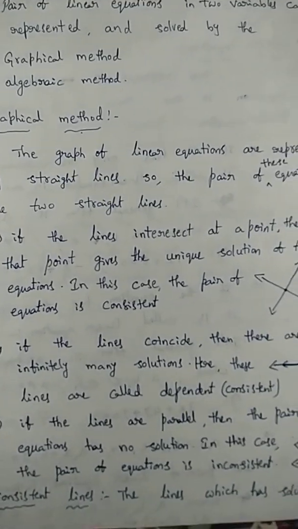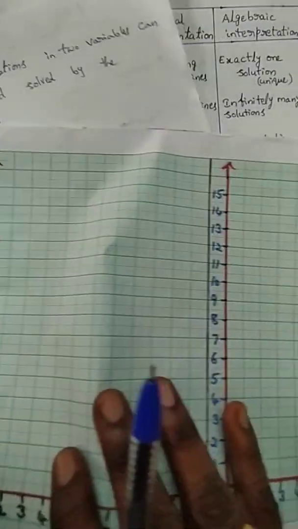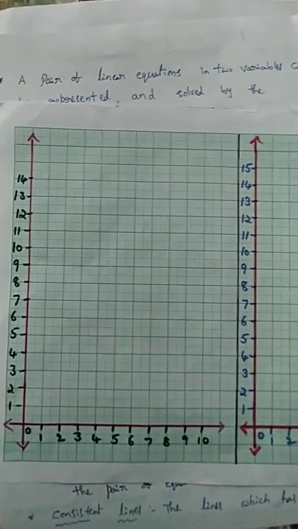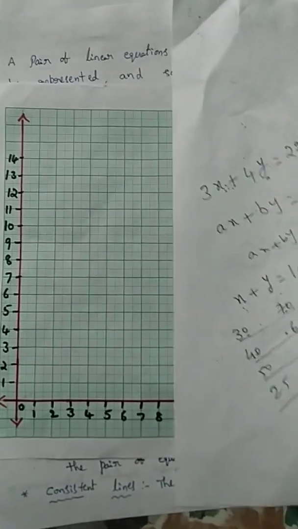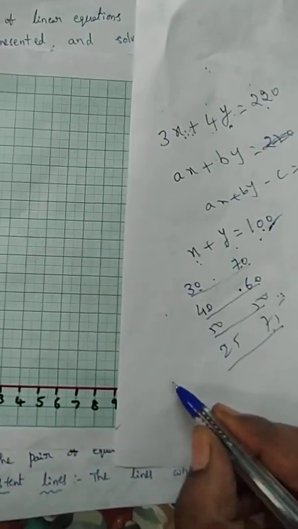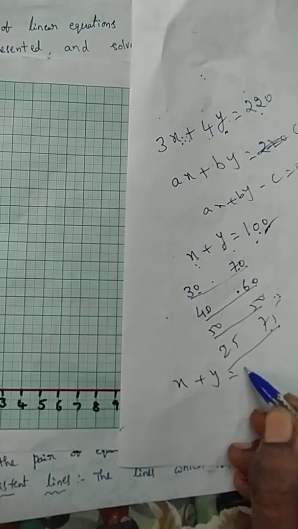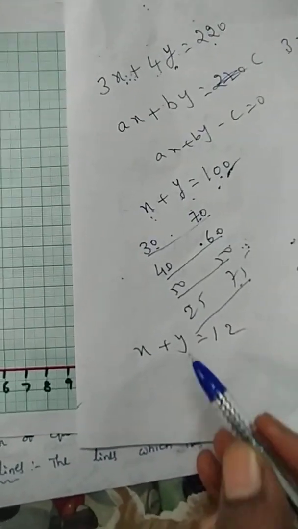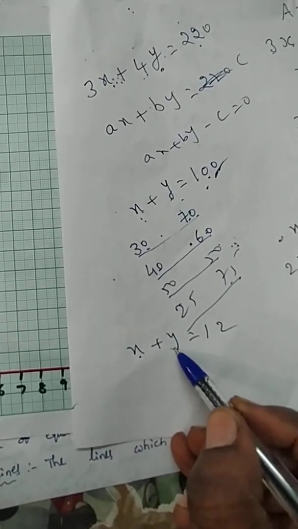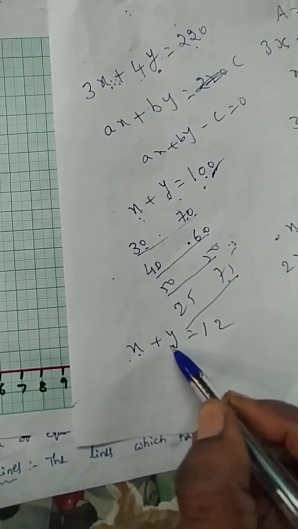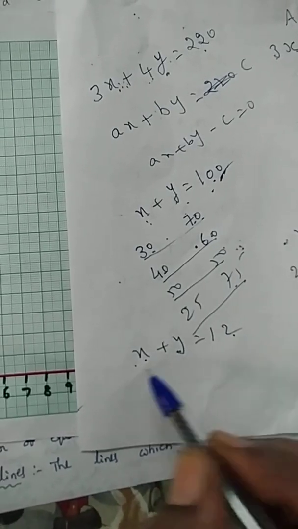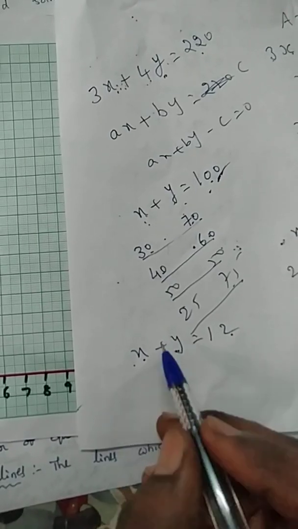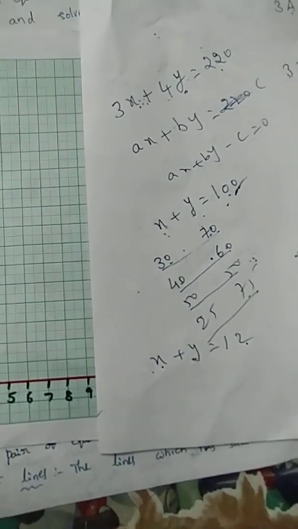For example, we are taking a graph paper. Say one pen and one pencil cost is equal to 12 rupees. Cost of a pencil is x, cost of a pen is y. Then the total amount of those two items is equal to 12 rupees, x plus y equals 12. It is a linear equation in two variables, just one equation.